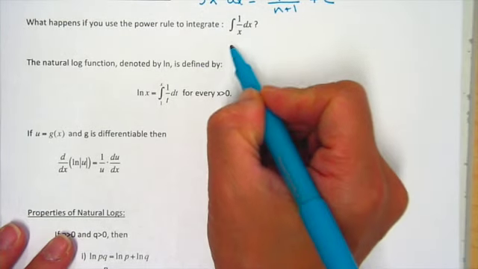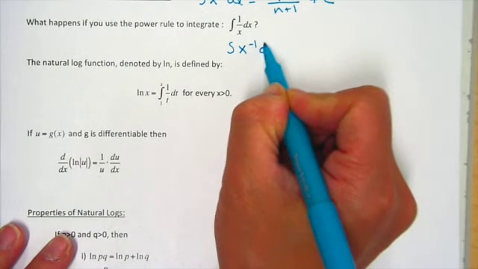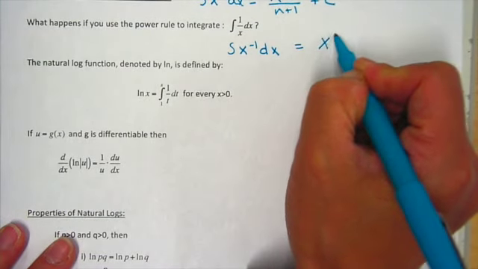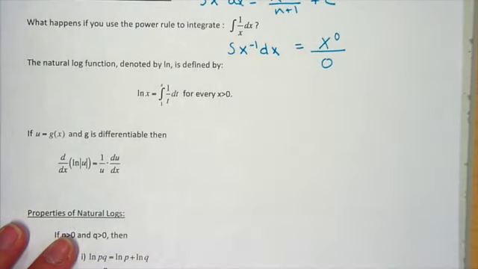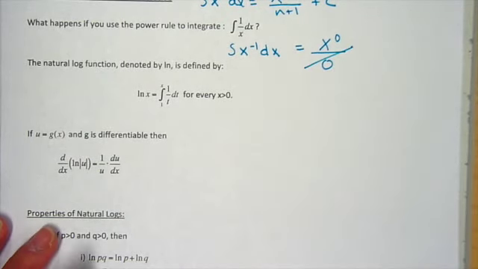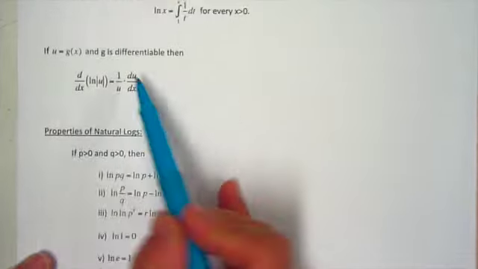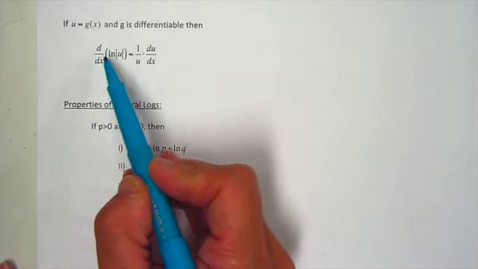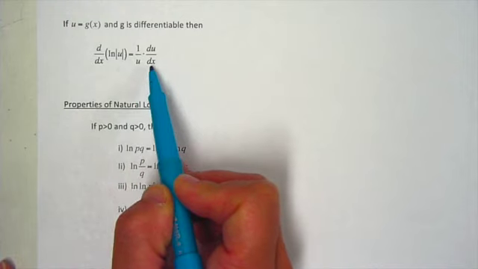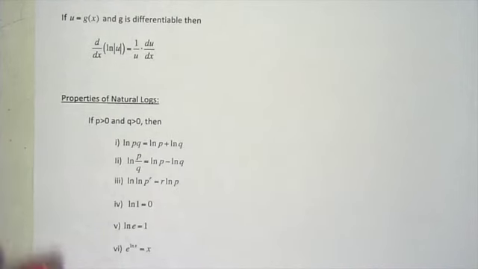Because if you try to do the power rule here, notice this is the same as x to the negative 1. If I add 1, divide by the power, you get x to the 0 over 0, which we cannot divide by 0. So it doesn't work for a problem like that. Okay? So we're going to start with the derivative first. So the derivative of the natural log of a function is 1 over u times, always chain rule, du dx.